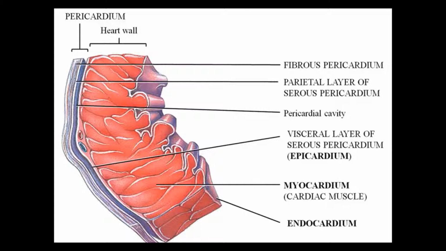The middle layer is known as the myocardium, and this is composed of the heart or cardiac muscle. The inner layer is the endocardium, and this is composed of squamous epithelial cells. This inner layer is continuous with the inner lining of the arteries, as we'll see in a few slides' time.